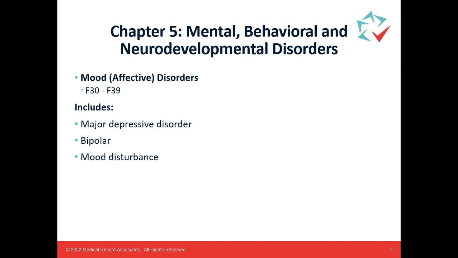Next in the Chapter 5 codes are your F30 to F39s. Those are your mood or affective disorders. These disorders can be mild, but can also be severe and even life-threatening. They can have further definition by episodes, recurrences, and possibly even the severity, like mild, moderate, severe, without psychotic features or with psychotic features, could be in remission, etc. Some of these affective disorders or mood disorders include major depressive disorder, bipolar disorder, and mood disturbances.